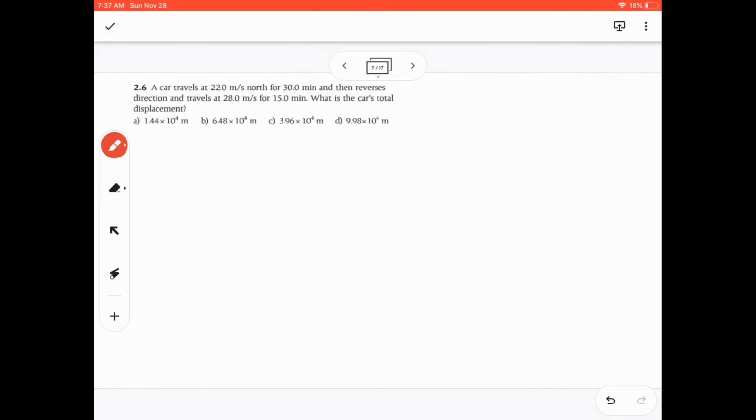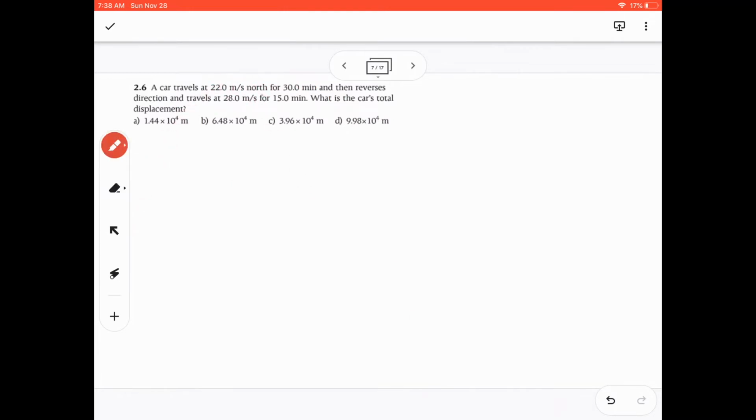Question 6. A car travels at 22 meters per second north for 30 minutes and then reverses direction and travels at 28.0 meters per second for 15 minutes. What's the car's total displacement? Now, if you look at your given, you have meter per second here, but then your time is in minutes, so be sure to convert minutes to seconds first before solving.